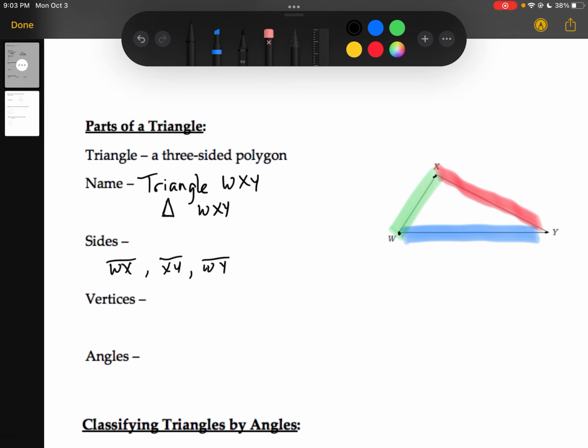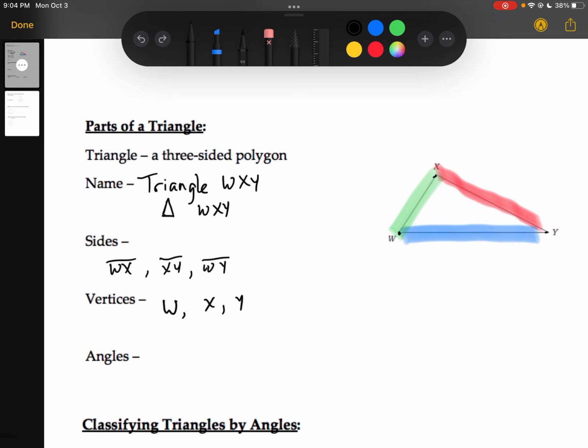Vertices of a triangle, or the vertex of a triangle, individually are just points. So W, X, and Y. And the key thing to distinguish here is if I were to draw on this point right here, we'll call it point A. Point A is not a vertex. To be a vertex, you do have to be on the edge. So that specificity, it does matter. It makes a difference.